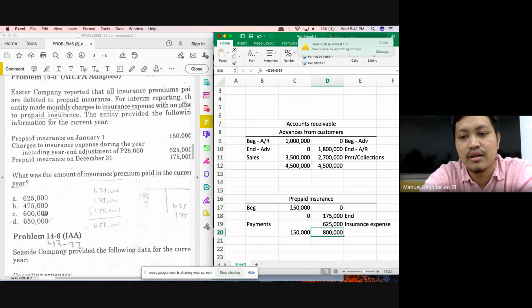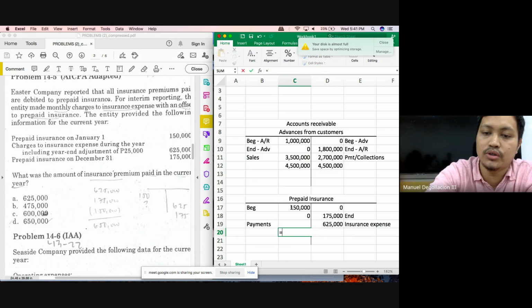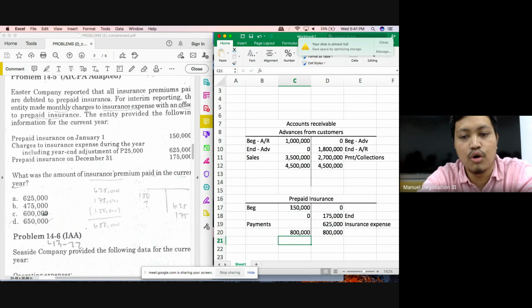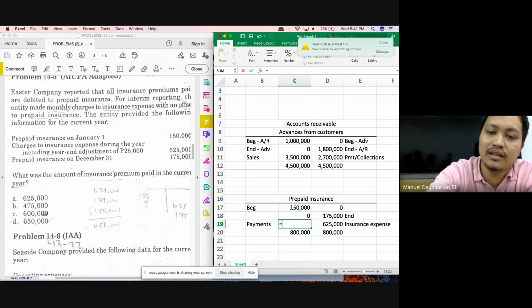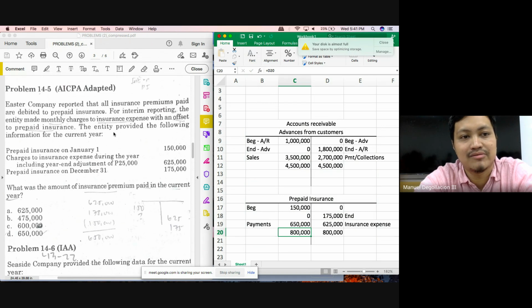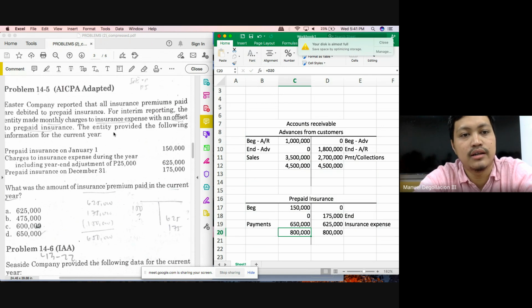And how much would be the total postings to your credit side? 800,000. So if total credits is 800,000, that means your total debits must also be 800,000. Knowing that the sum of your beginning and the payments is 800,000 and that your beginning is 150, what does that tell us? That the payment for insurance during the year is 650,000. And that's it. Because if this comes out, class, you should feel insulted.